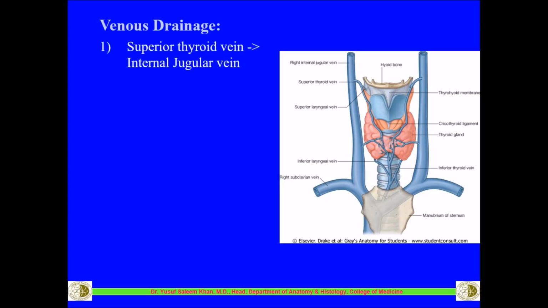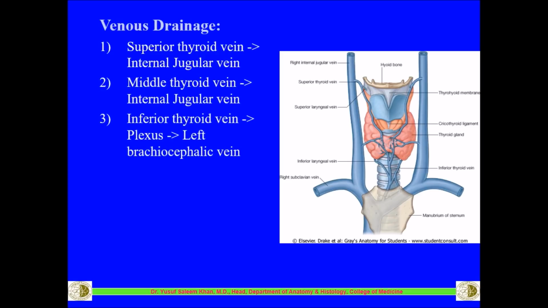Coming to the venous drainage, this thyroid gland is drained by three veins. Even though it is supplied by two arteries, superior and inferior thyroid arteries, the venous drainage is by the superior, middle as well as inferior thyroid veins. Okay, so this is a typical feature. Even though it is supplied by two arteries, it is drained by three veins. The superior thyroid vein, if you can see here, this is the superior thyroid vein on either side. So this will be draining into the internal jugular vein.